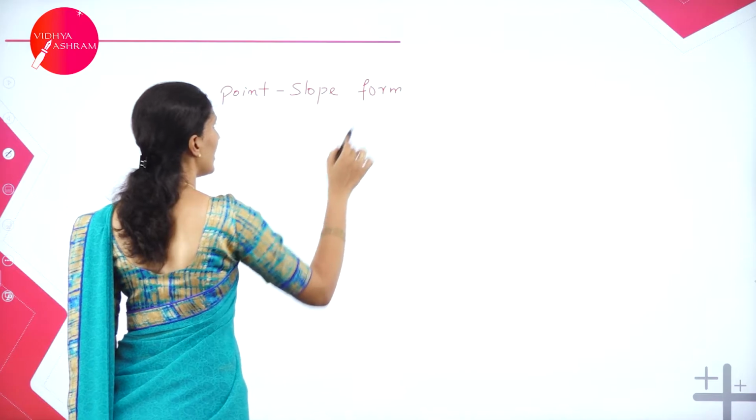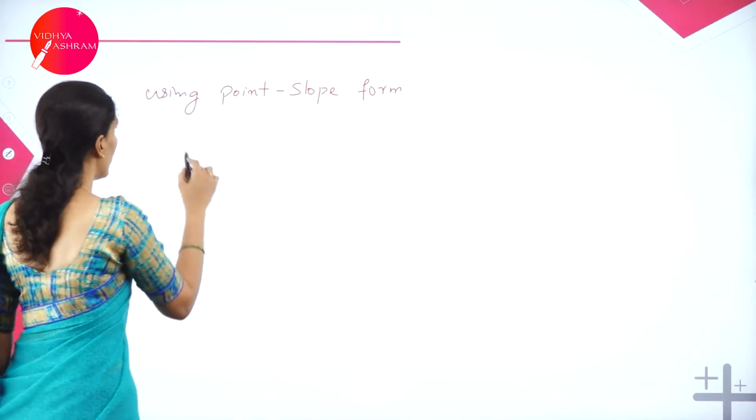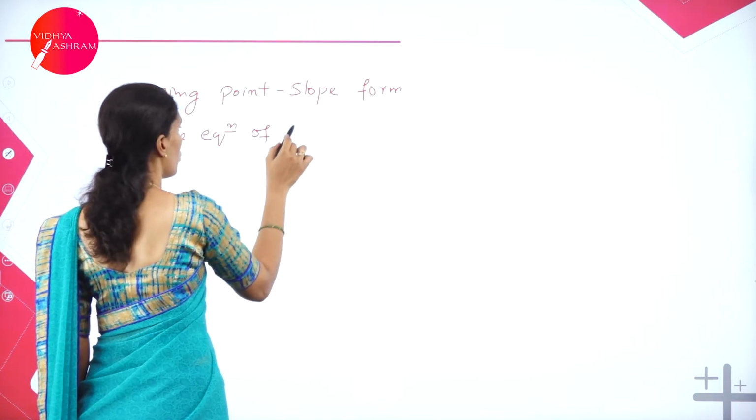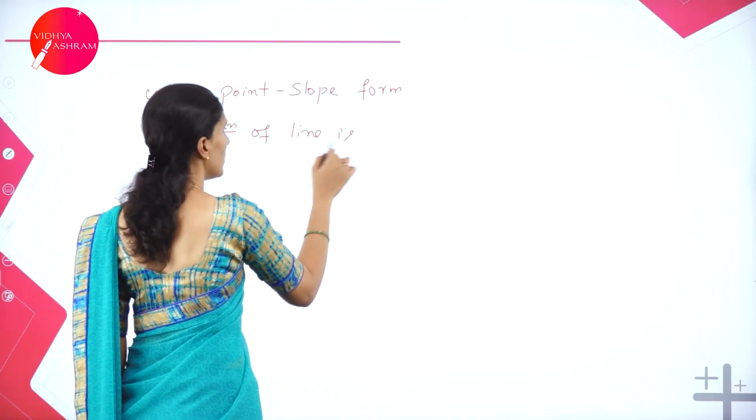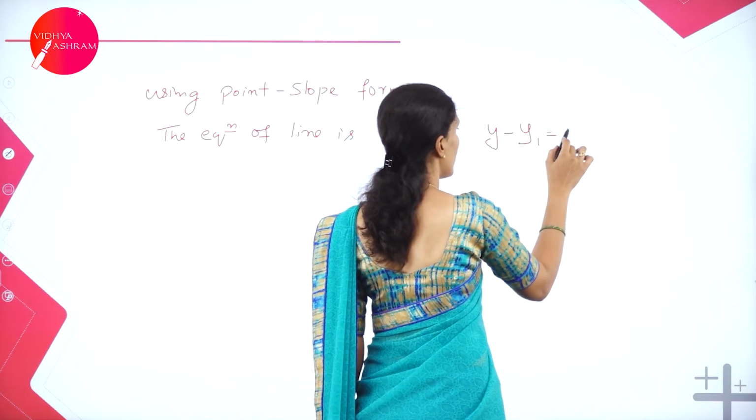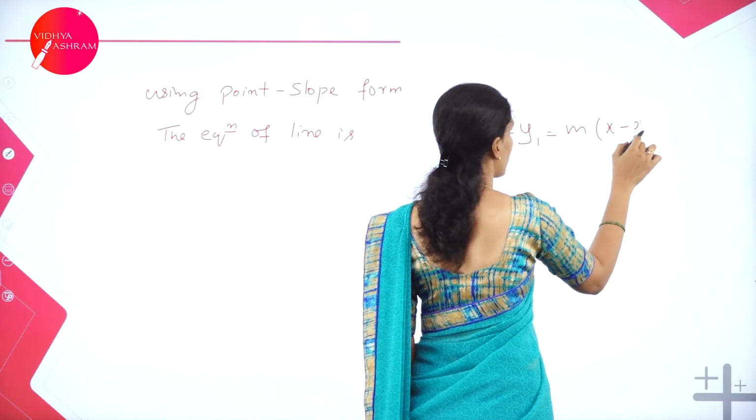So we have a point and we have a slope. The equation of the line is, what is point slope form? That is y minus y1 is equal to m into x minus x1.